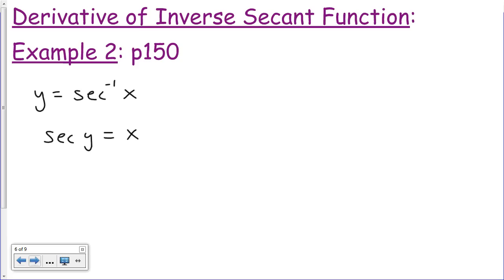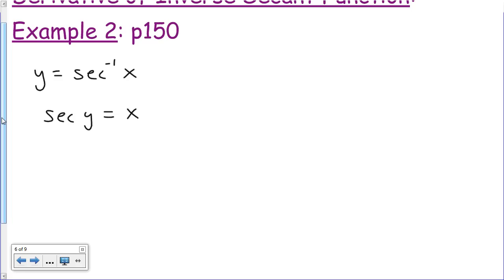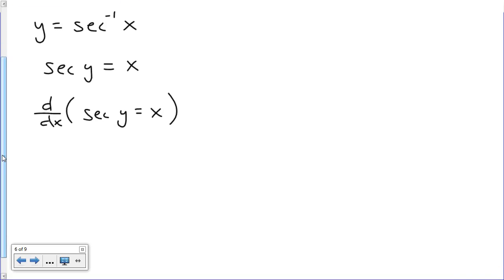Those two mean the exact same thing, just based on the definitions we talked about on page 149 there. And in this form, I have the secant function, which I know its derivative. I have x, which I know its derivative. So again, it's in a form that I could find the derivative. But of course, this is what we call an implicit relationship, where it's not solved for y. So that means I got to use implicit differentiation to find this derivative. So let's go through this and find the derivative.